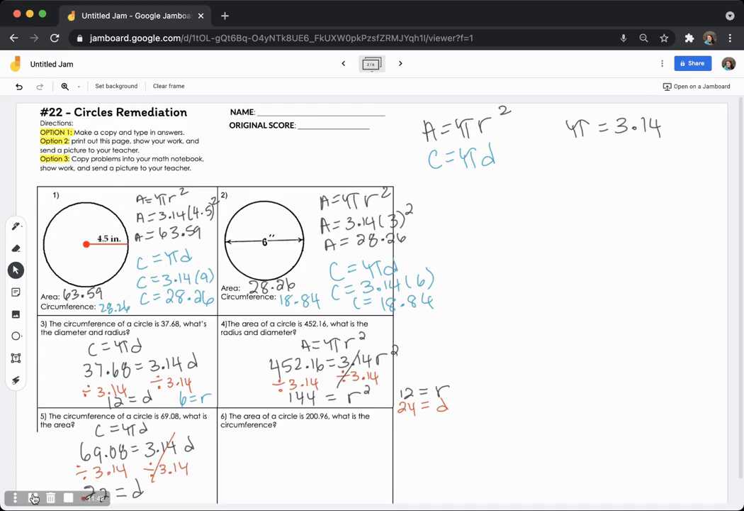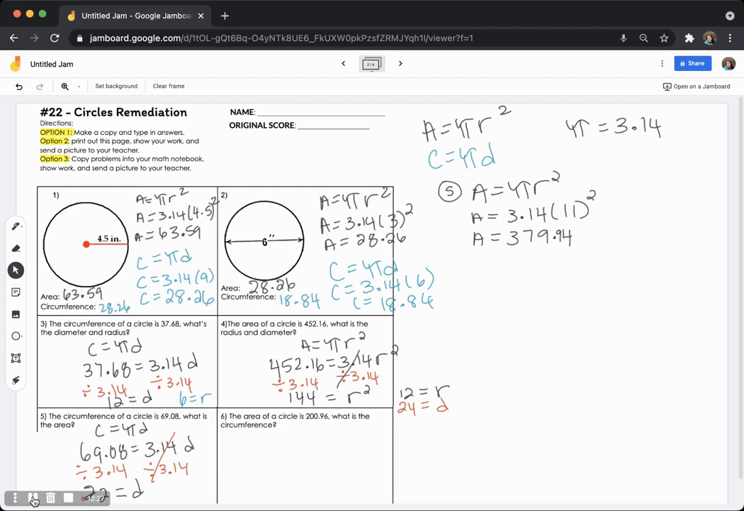Now I want to know what the area is. So to get area then, I need to do pi times radius squared. I'm going to do this up here because I'm running out of room. All right, pi times radius squared. So if the diameter is 22, that means the radius is 11. So I'm going to do 3.14 times 11 squared. And that is going to give me 379.94. And that was number 5. So 379.94.